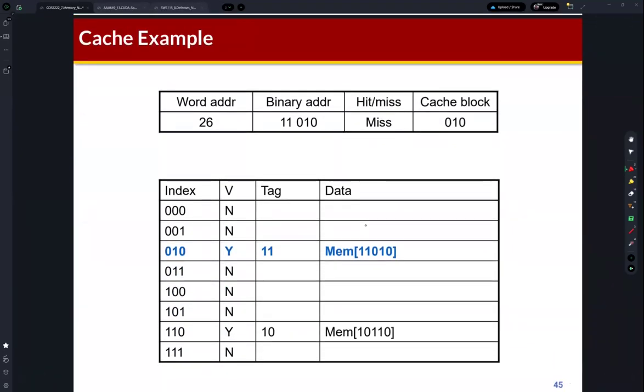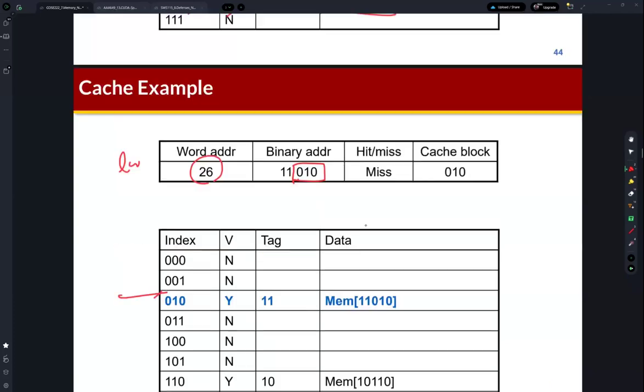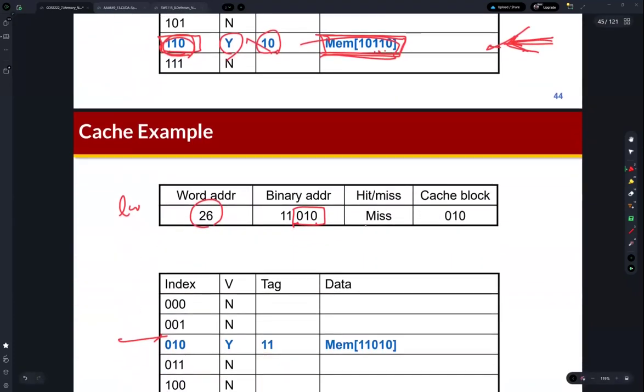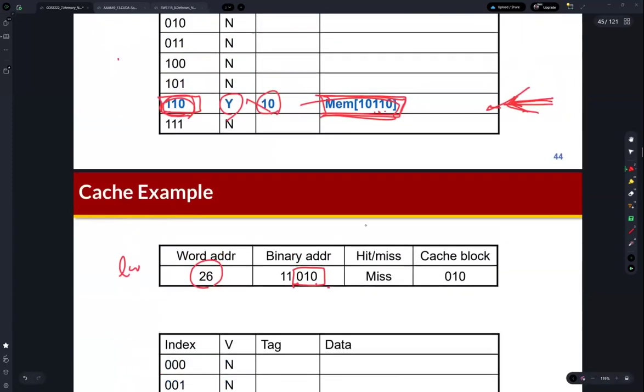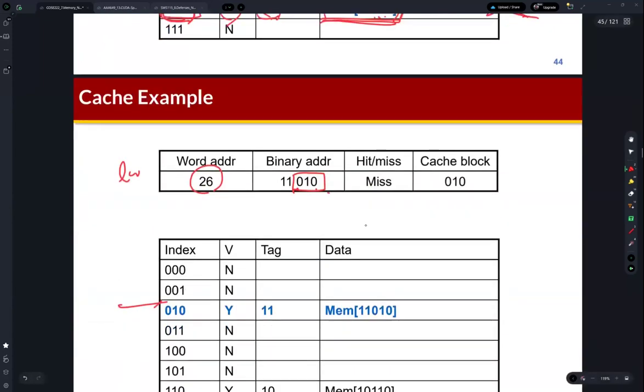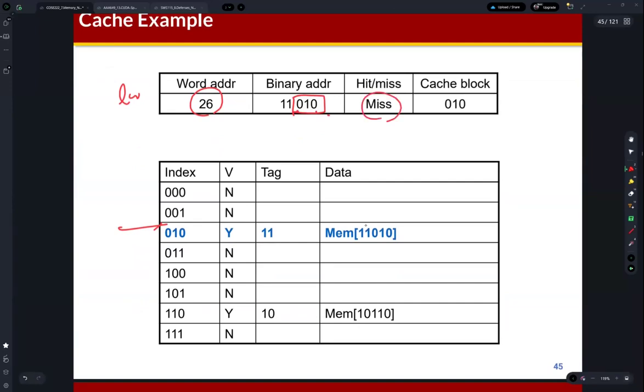And then this is another load word, and the address is 26, and the binary address is 11010. And then we know that the lower 3 bits are the index. So we check cache index 101, okay, and it's invalid. So this cache entry is empty, which means it's a miss. It's a cache miss.